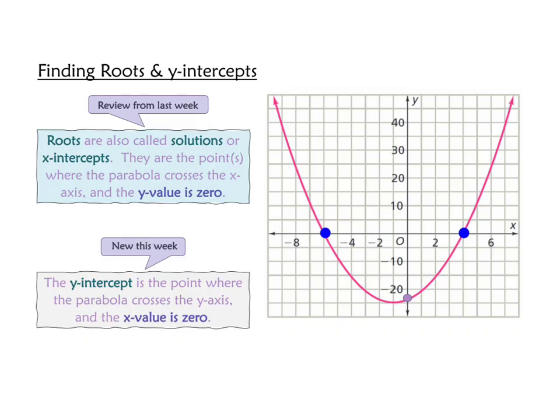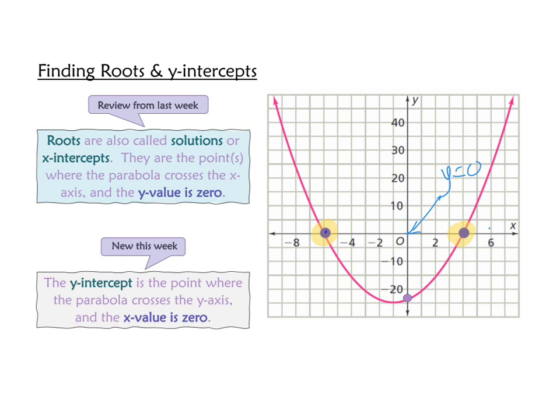All right, let's do a little review from last week. Roots are called the solutions or the x-intercepts. Here's the x-intercepts of this particular parabola. And they're the points where they cross the x-axis. And if you think about it, what is the value of y at the x-axis? Y equals 0.